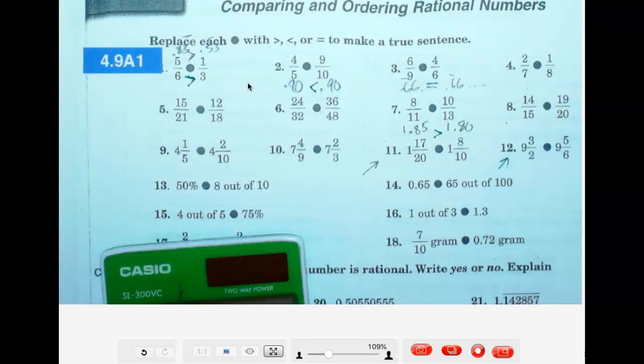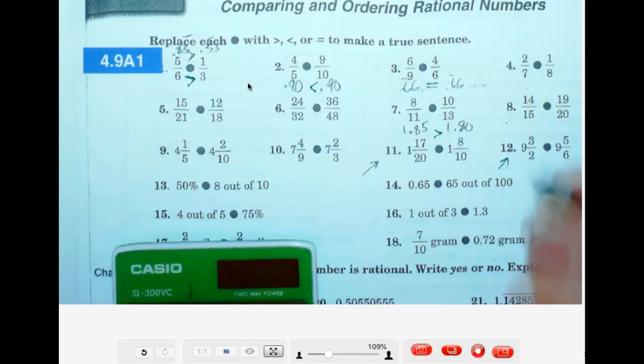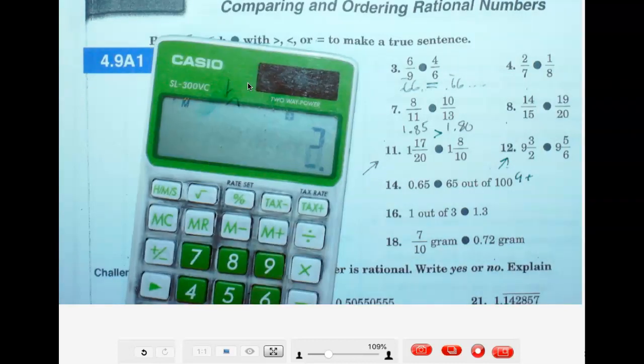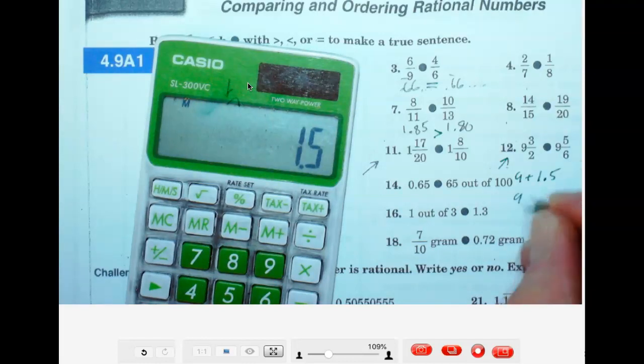Let's do one more here, that number 12. 9 and 3/2. Well, this is a strange one. This is really the 9, and plus, let's do the 3/2. So 3 divided by 2. This is 1.5. So really, this is 9 plus 1 plus 0.5. This is really 10.5 here.